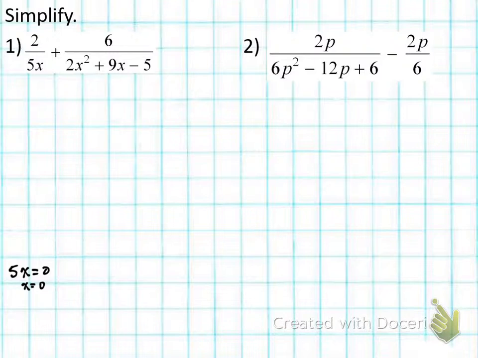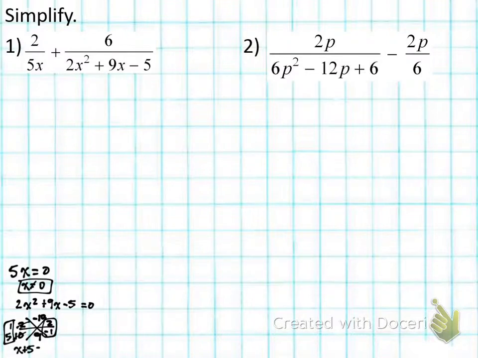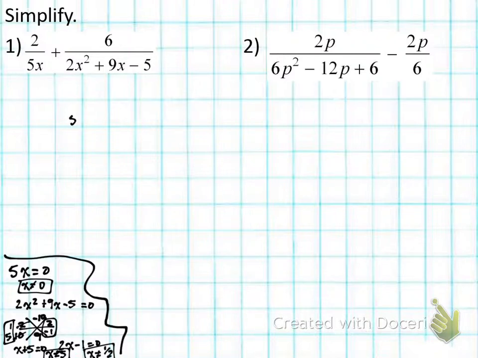The next denominator is 2x squared plus 9x minus 5. I'm going to take this whole denominator and do a side problem down here. This one's a little bit harder. You have to do a little bit of an x box to factor it. So we get x plus 5 is equal to 0 and 2x minus 1 is equal to 0. Therefore x is equal to negative 5, and the next one should be x is equal to 1/2. Okay? So that's just a side problem.